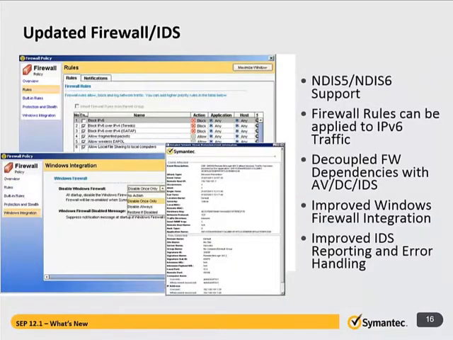So now let's talk about firewall and intrusion prevention here. So we've got the firewall IDS. This has been in play for some time. What are some of the updates, and what are some of the things that Symantec has added to increase the security and increase the traditional 3 layers, right? So we've got NDIS 5 and NDIS 6 support. Firewall rules can be applied to IPv6 traffic now, which is great as more and more people are moving to IPv6 over IPv4.